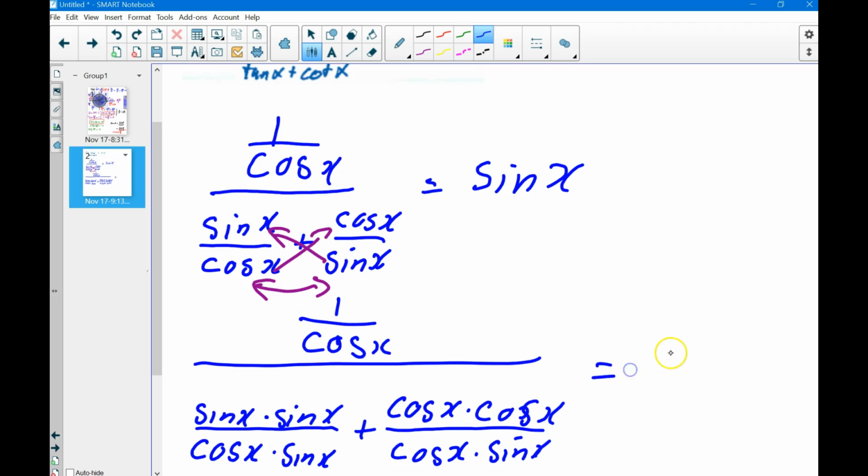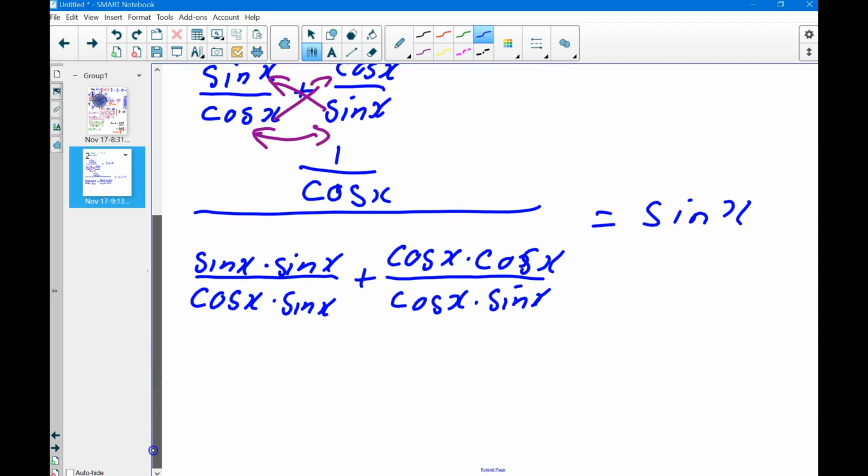That's all equal to sine x. Wow, you think you'll never get through this thing. But watch what happens now. This simplifies really easily because right here, sine x times sine x is sine squared. Here we have cosine times cosine, which is cosine squared.